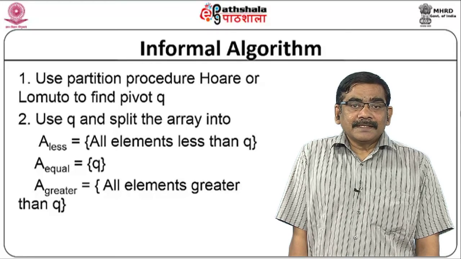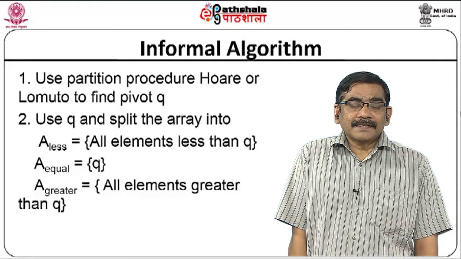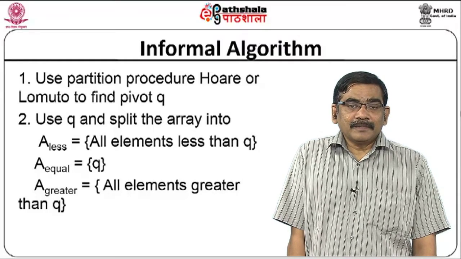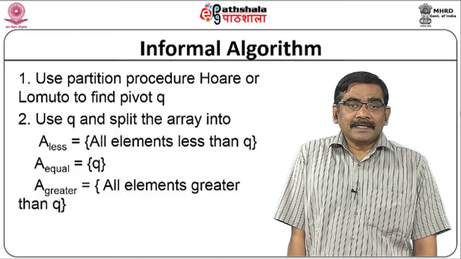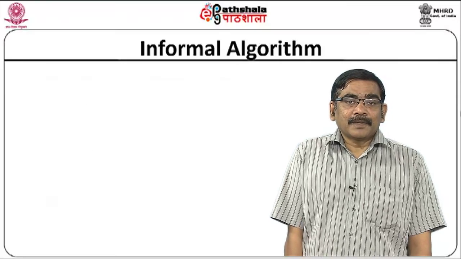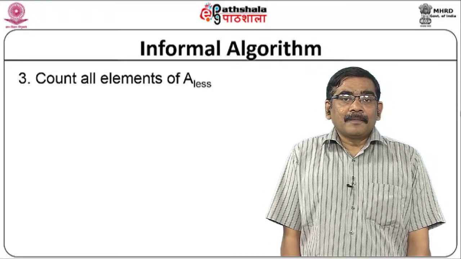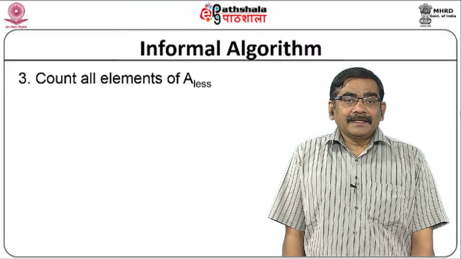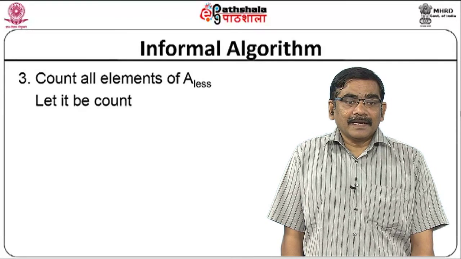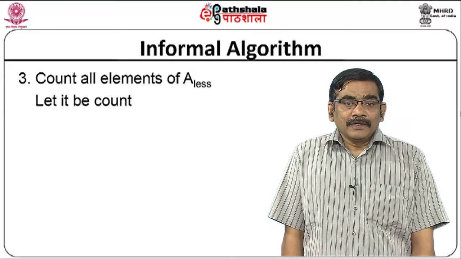So, now you can see exactly how this decrease process is carried out. The decrease process is carried out by finding the pivotal element, and using this pivotal element, we are trying to reduce the problem instance by dividing the list into 3 lists: A less, A equal and A greater.